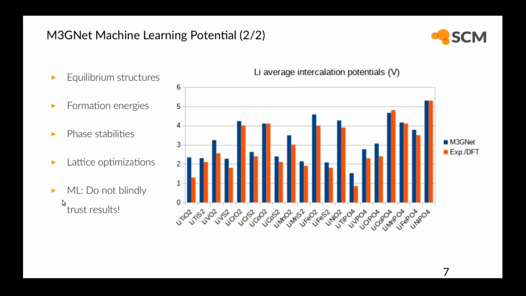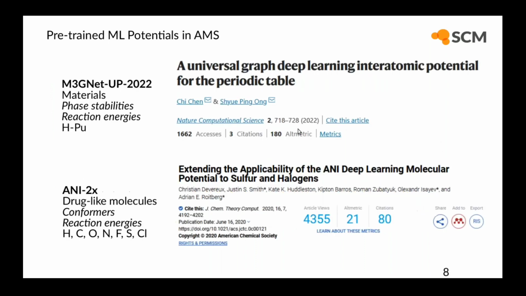But as always, this is machine learning, so do not blindly trust the results. If you throw something at it that it hasn't seen before, it will try to do something, but you always need to be a bit careful about the results. So now we have the M3GNet potential in AMS2023, and that complements quite nicely the previous one we had, the ANI-2x potential by Isayev and Roitberg. This M3GNet is very nice for materials, and the ANI-2x is very nice for organic molecules, drug-like molecules. For example, to score conformers, you can do that very accurately with ANI-2x.